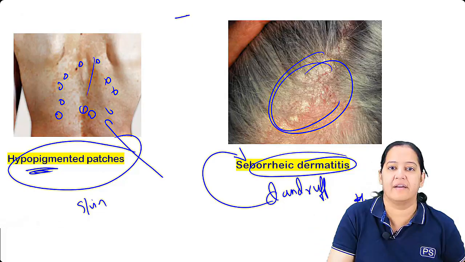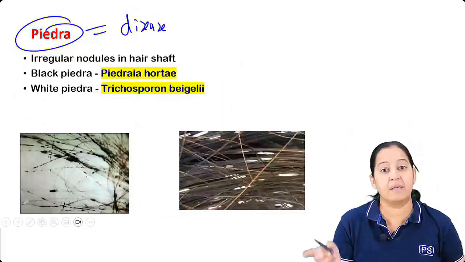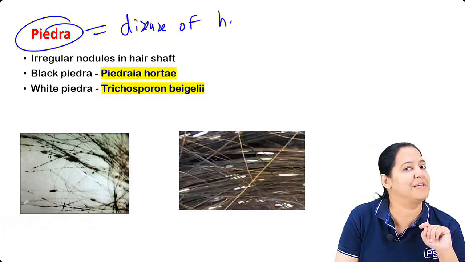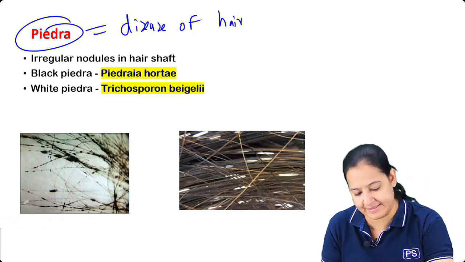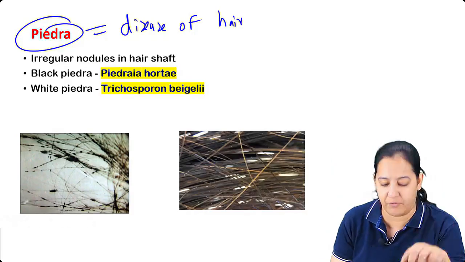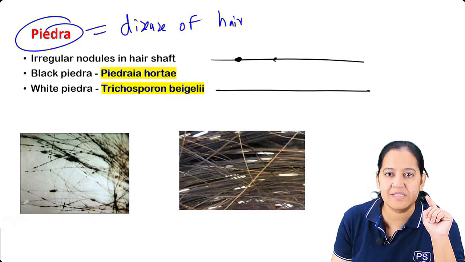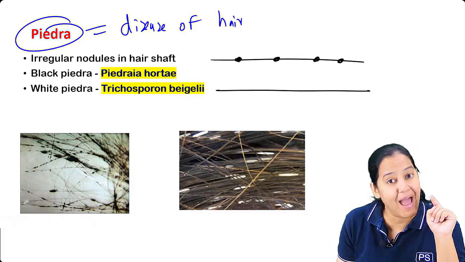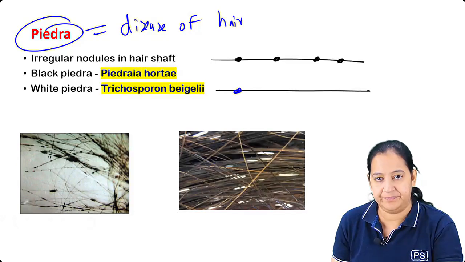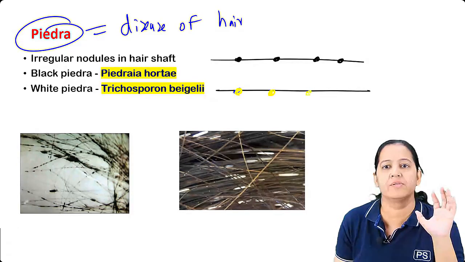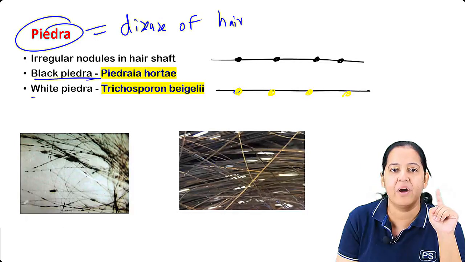Tinea nigra is also a disease of the skin. But piedra is a disease of hair. Absolutely hair. There is no skin, no nail, only hair. Let me draw two hairs for you. In the hair, black nodules can be there. This is known as black piedra. In the hair, white nodules can be there. This is known as white piedra. So there are two types of piedra.